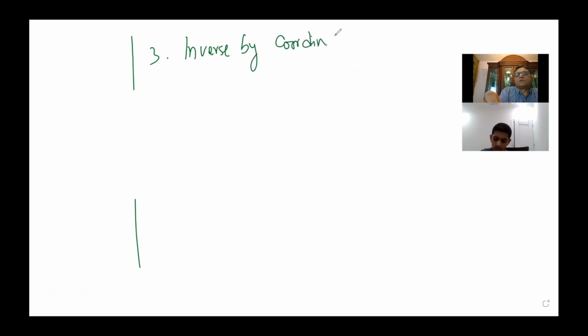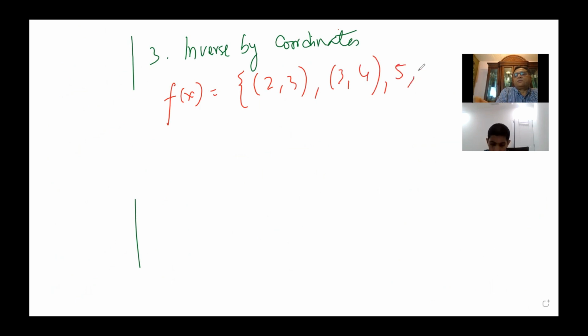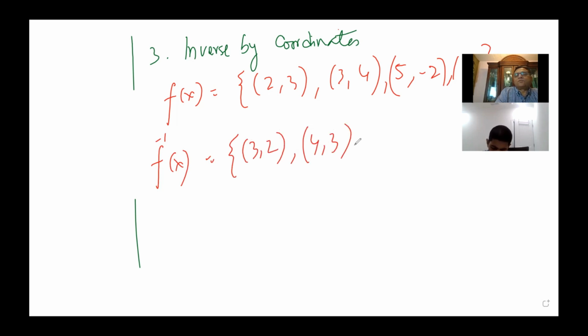And we'll now move on to the third method of finding inverse. What is the third way of finding inverse? Coordinates. Very good. So you remember almost everything. Let's say we have a function f of x, which is given to you as a set of points. Let's say (2, 3), (3, 4), (5, -2). Let's say (1, 1). Okay. So what is the inverse of this function? Just flip the points. Is that clear to you? Yeah.